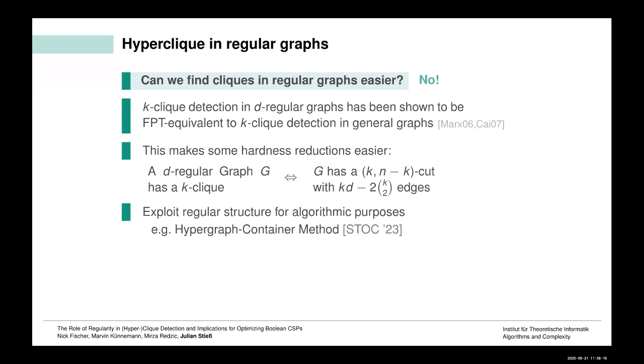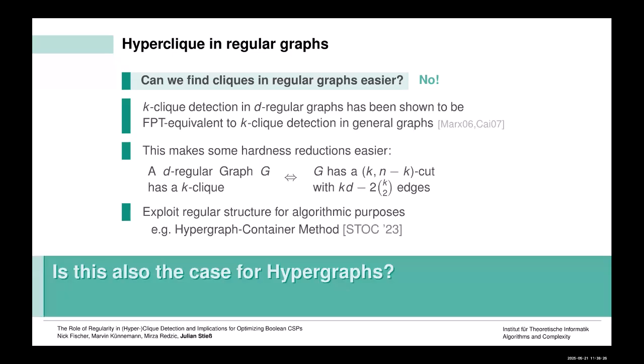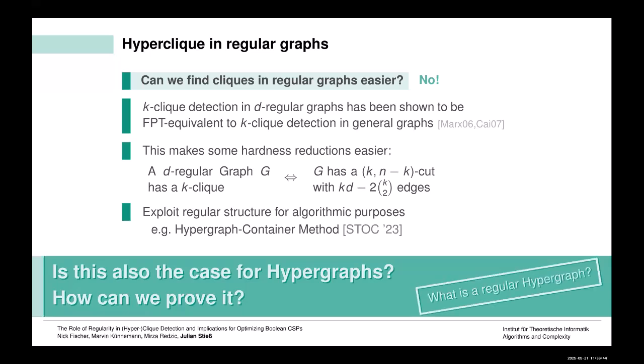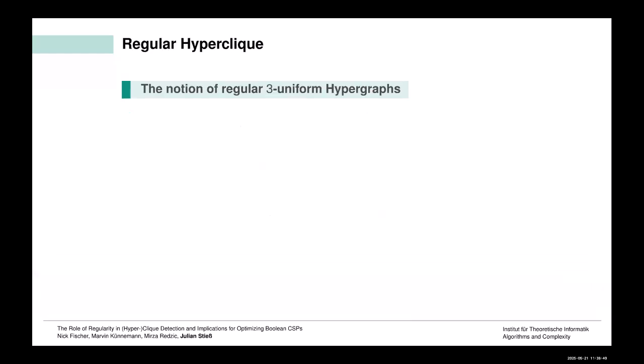There was a paper that applied the hypergraph container method to gain improved algorithms for graph products on almost regular graphs. Now we want to answer the question: is this also the case for hypergraphs? Is it easier in hypergraphs to find hypercliques if they're regular or not? And if not, how can we prove that it's not easier, as in the case for cliques? For that, another question you might pose is, how exactly does a regular hypergraph look like? So let's deal with that first.